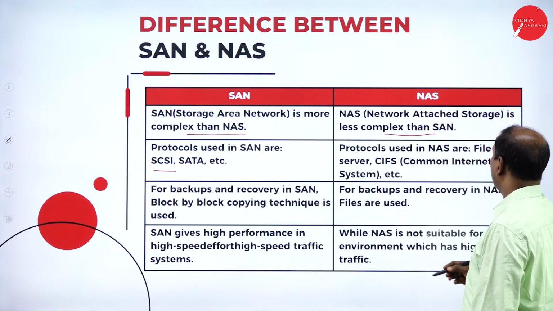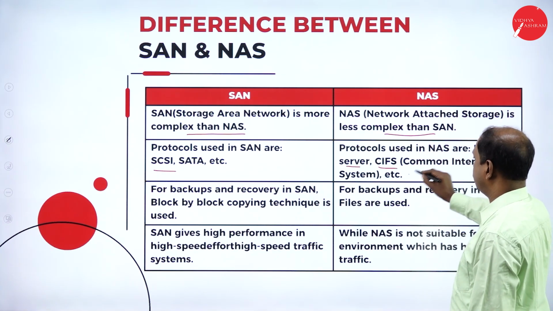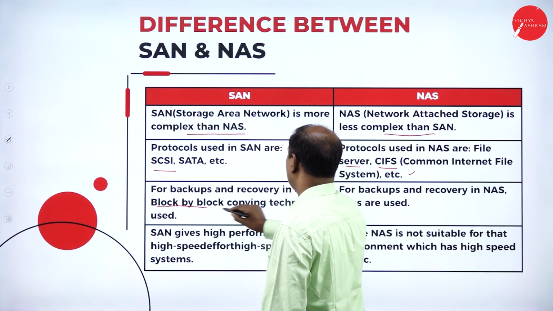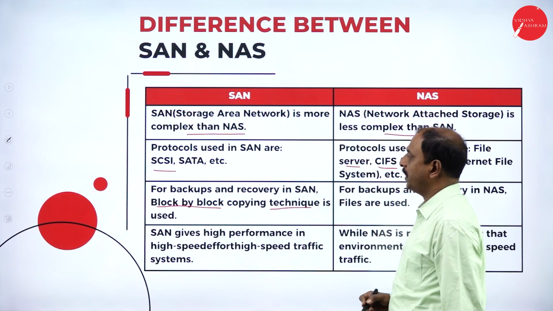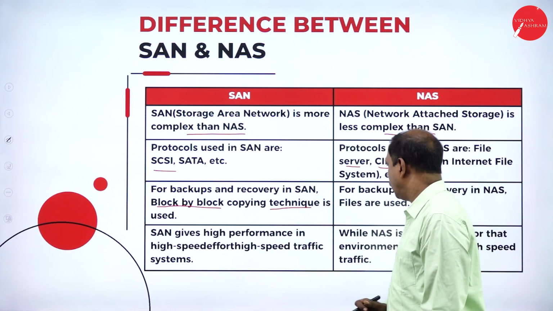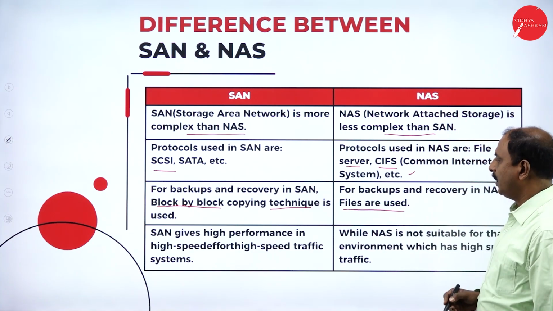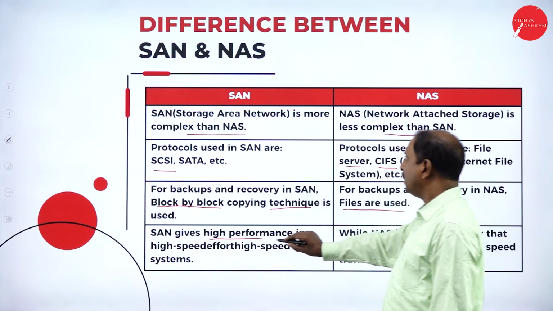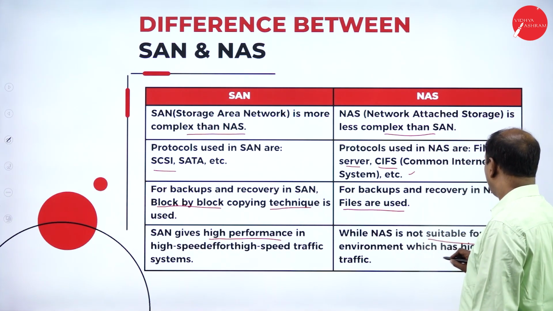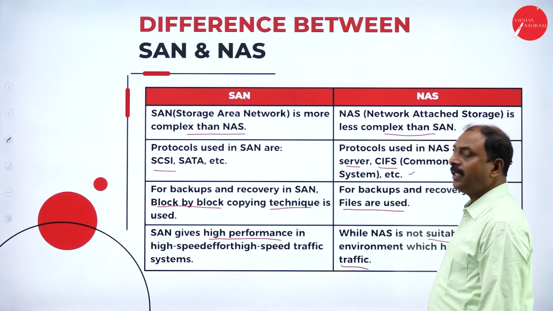In SAN we are using SCSI and SATA; these are different protocols. And in NAS we are using file server protocols such as CIFS, Common Internet File System. For backup and recovery in SAN, the block by block copying technique is used, so one block of data has to be copied, then the second block, and so on. But backup and recovery in NAS is in the form of files. SAN gives high performance, while NAS is not suitable for environments that have high speed traffic. These are the differences between SAN and NAS.